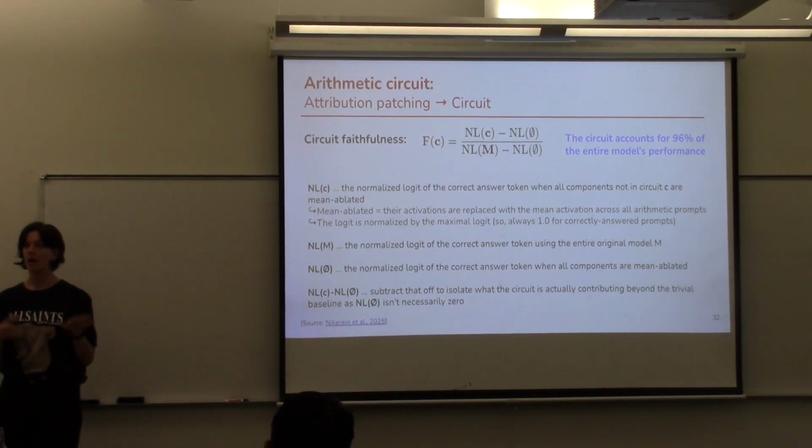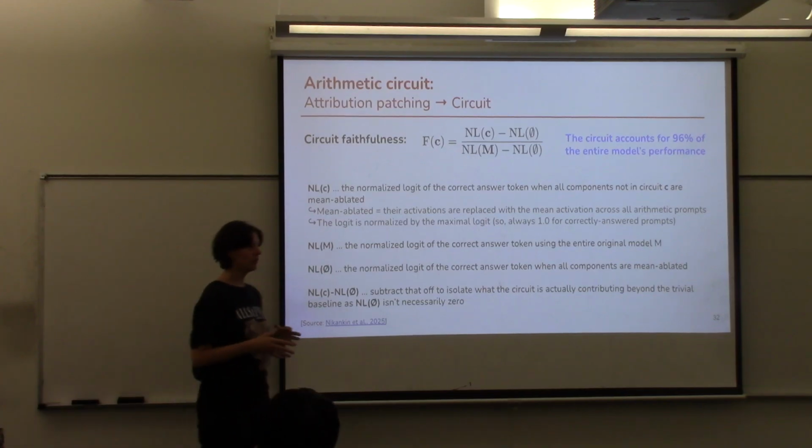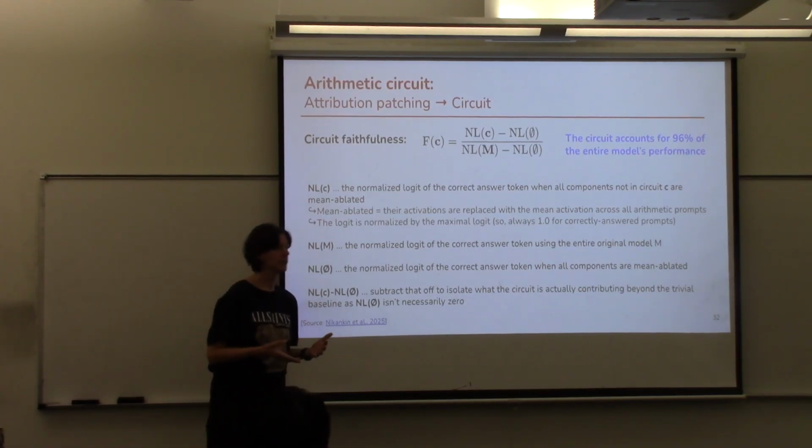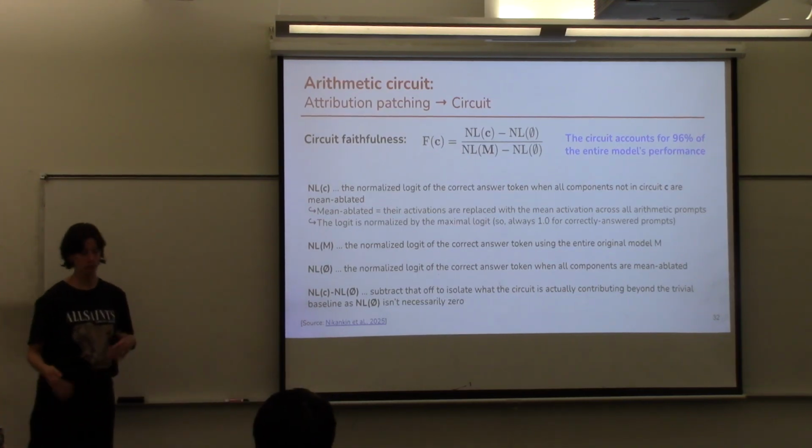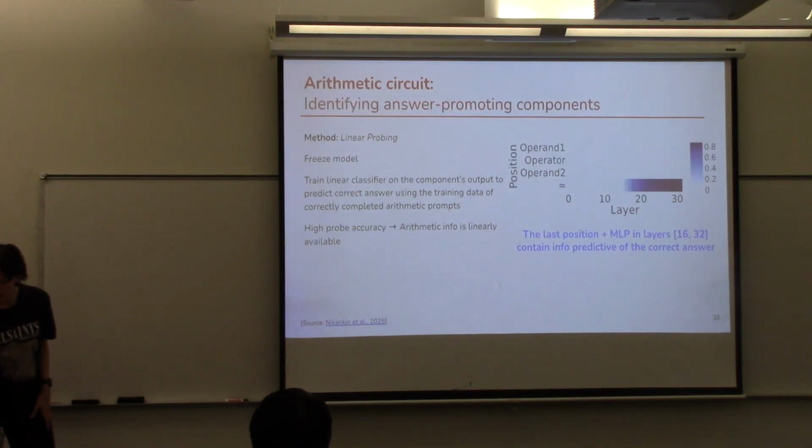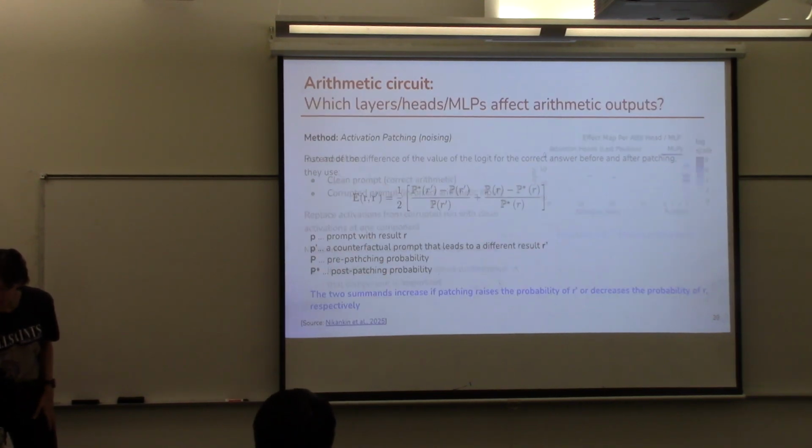And when we then average this across many prompts and the value stays close to 1, then we are saying, okay, my circuit is behaving roughly as the full model. And that's basically what they found. Okay, I deleted it now.